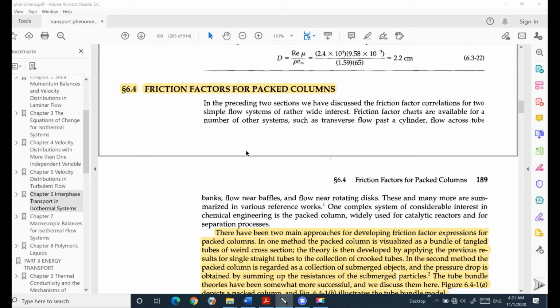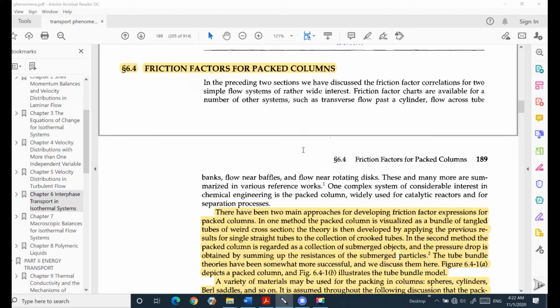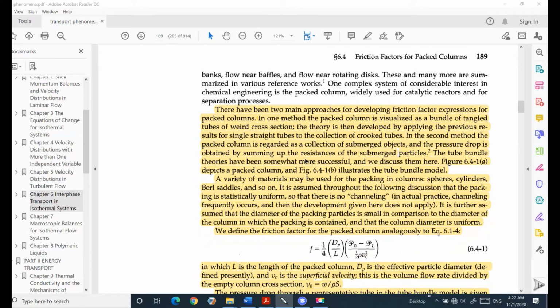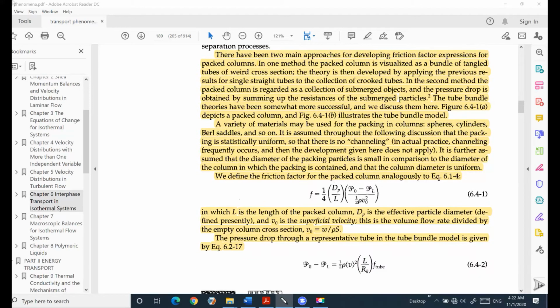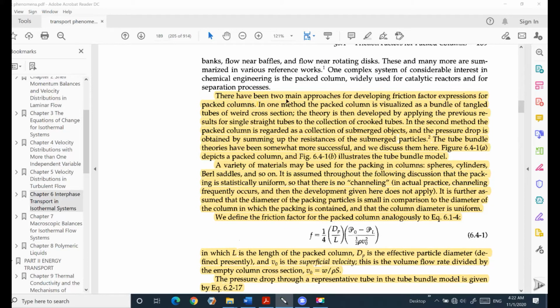We are going to reach the final equation, the Ergun equation, and obtain insight into how we can get the Ergun equation from the definition. We know the friction factor from the above discussion, we can write it here. Actually, there have been two main approaches for developing a friction factor expression for the packed column.